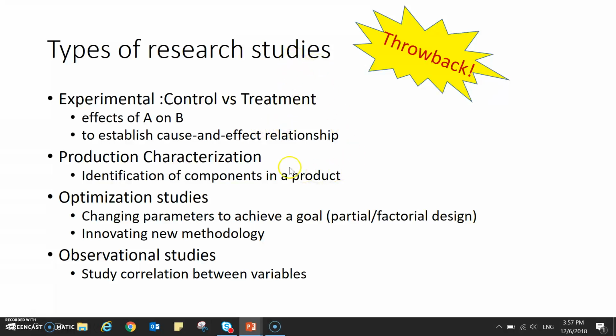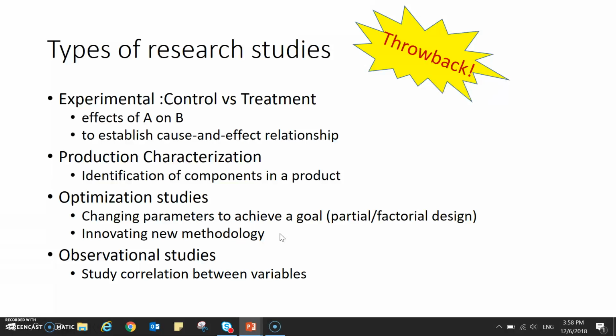This is when you run the experiment to study the cause and effect relationship. You can also have research studies where you do product characterization to identify what are the different components in a product using methods such as HPLC. You can also be doing optimization studies where you change the parameters in order to achieve a specific goal. Okay, this can also involve innovating a new methodology to process a certain product or to find out a specific research goal.